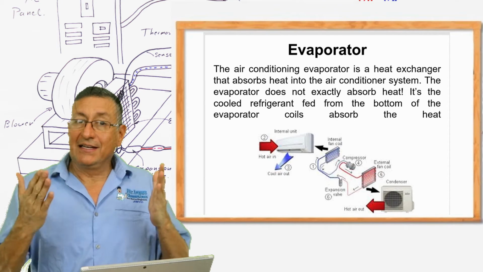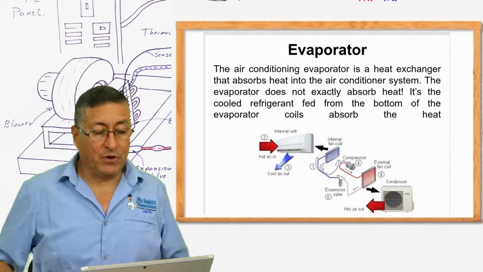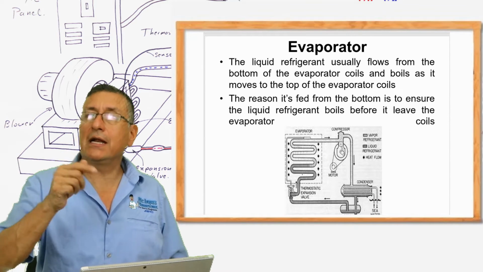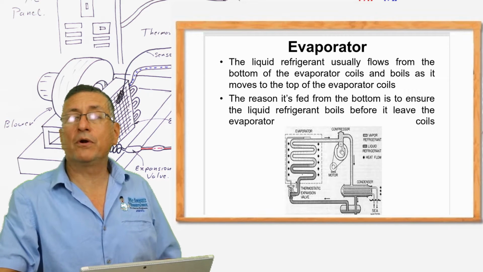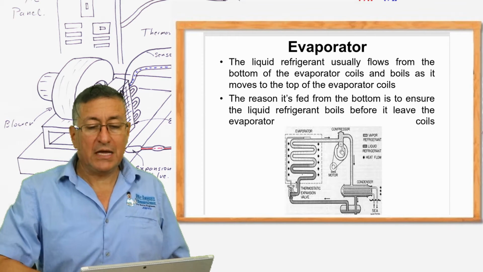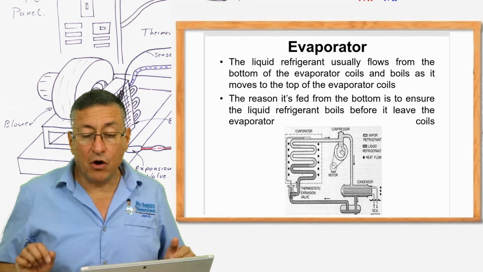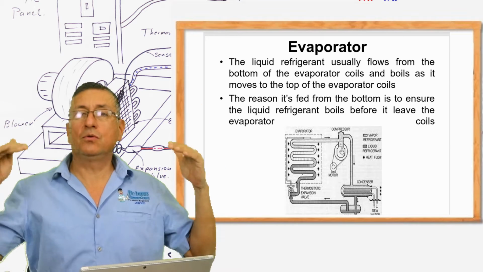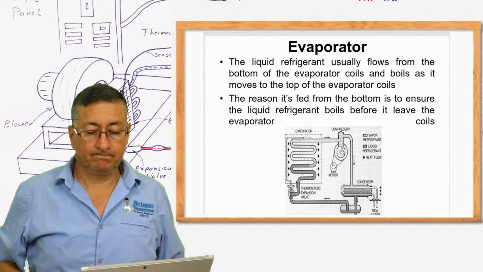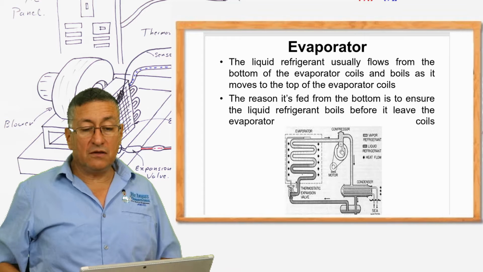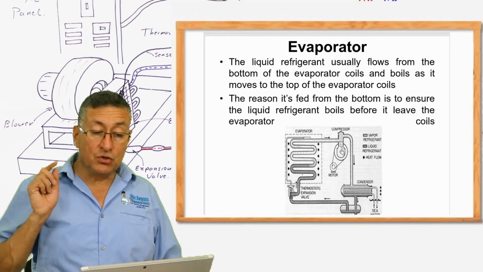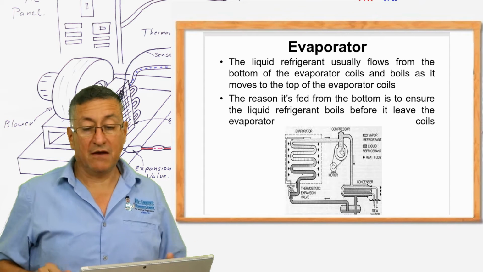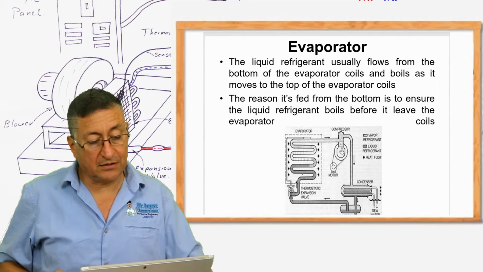Okay, my friends. Nice. This is the evaporator. The liquid refrigerant, remember that the refrigerant enters in the bottom of the evaporator in a liquid form. The liquid refrigerant usually flows from the bottom of the evaporator coil and boils into the output of the evaporator. The reason it feeds from the bottom is to ensure that the liquid refrigerant boils before leaving the evaporator coil, of course. That's the main reason.